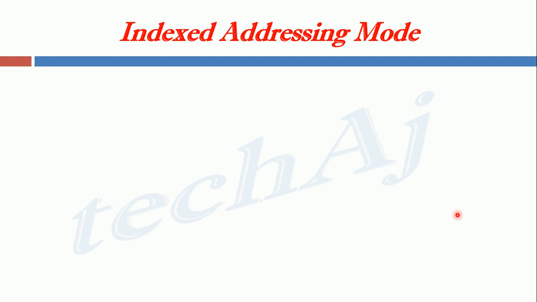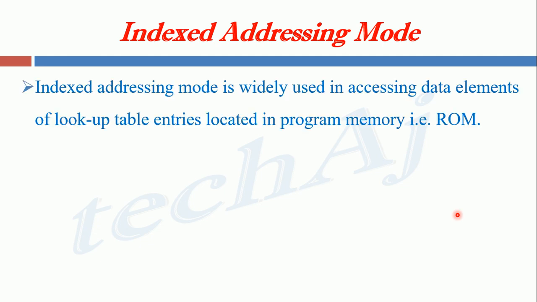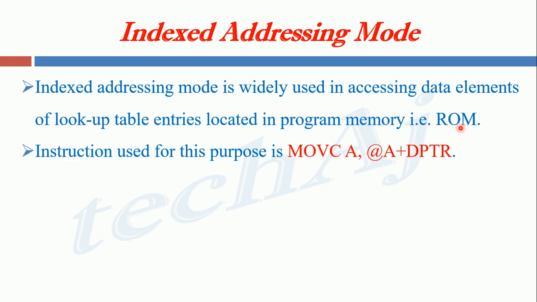Next addressing mode is indexed addressing mode. Indexed addressing mode is commonly used in accessing the data elements of lookup table entries. This lookup table is located in a program memory, that is ROM memory. Instruction used for this purpose is MOVC A, @A+DPTR.